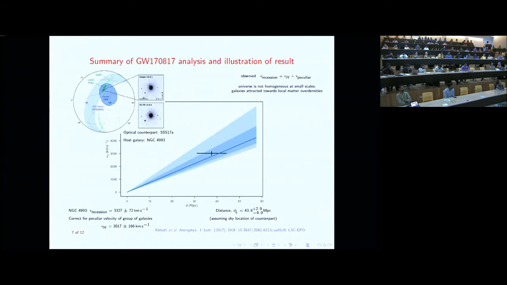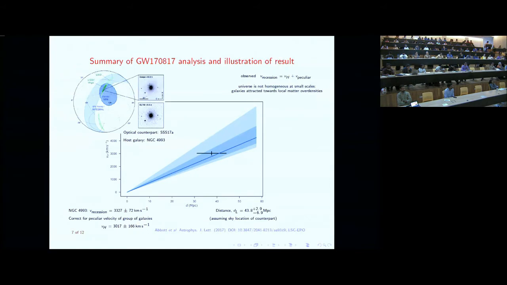So can I please move to slide 7, which actually carries a lot of information and is a summary of almost the entire analysis and an illustration of the result in a simple form. We've already heard in the previous talks that this GW170817 had an optical counterpart, SSS17a, and the host galaxy was very quickly identified to be NGC 4993.